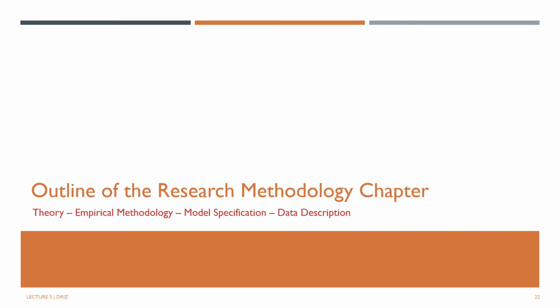After seeing all of the steps in econometric analysis, let's see how all of that translates into the research methodology chapter for quantitative research. Generally, the research methodology chapter consists of 4 parts: theory, empirical methodology, model specification, and data description.